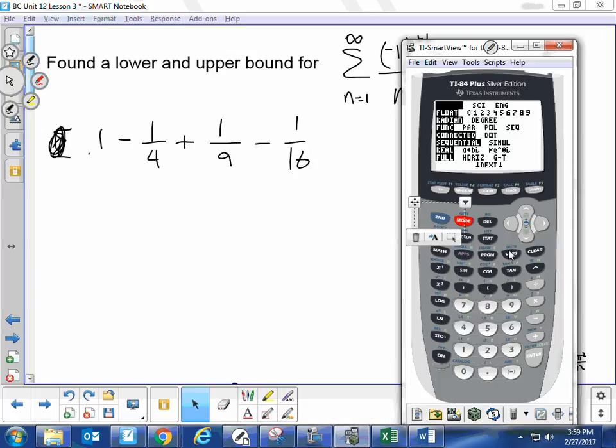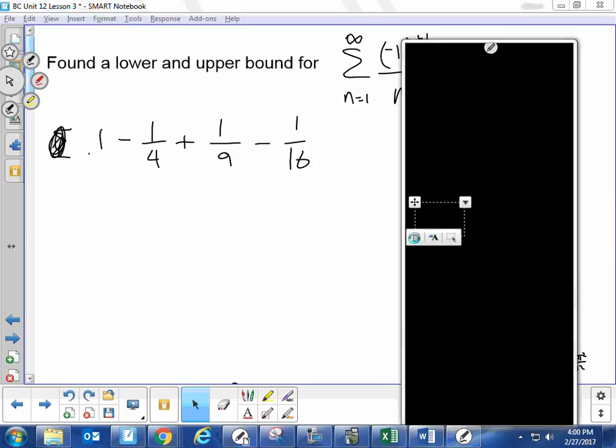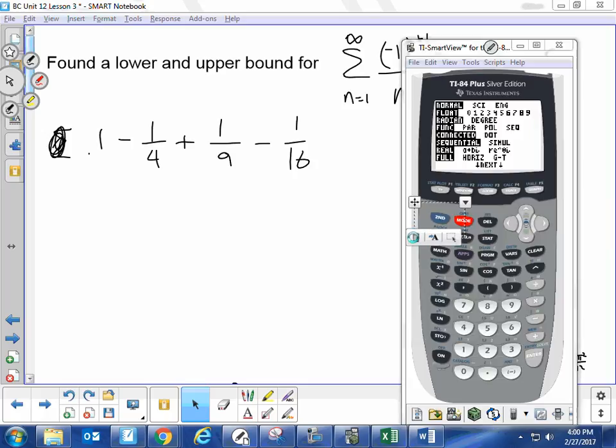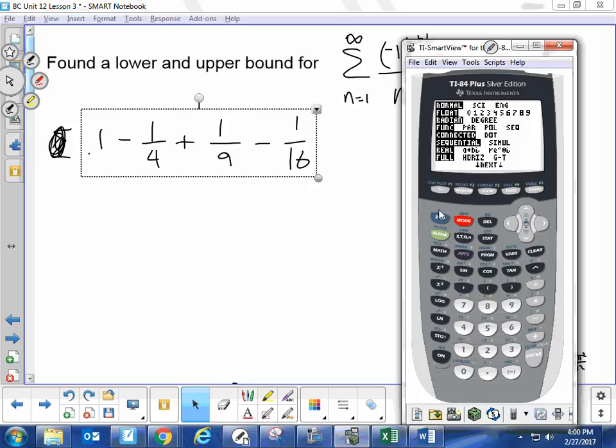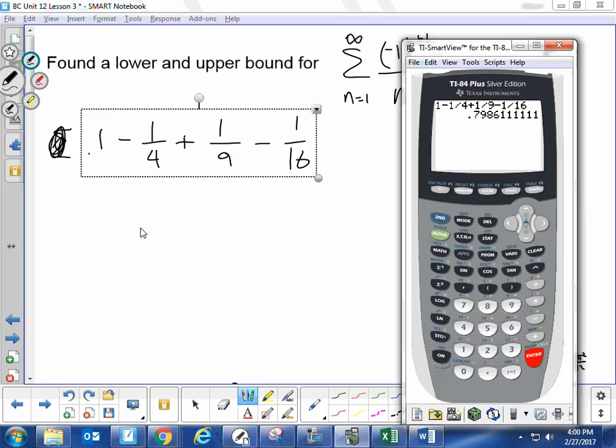I could use a summation, but I'm probably better off if I just do it in my calculator. Okay, one second. So 1 minus 1/4 plus 1/9 minus 1/16. Okay, I get 0.7986111.